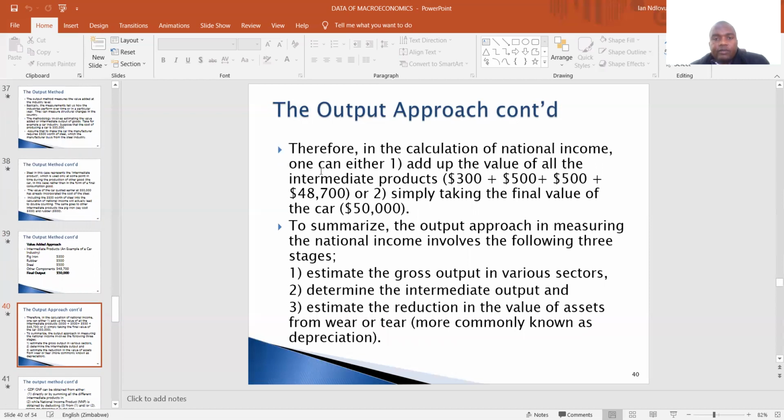Therefore, in the calculation of national income, one can either add up all of the intermediate products or simply take the final value of the final product.